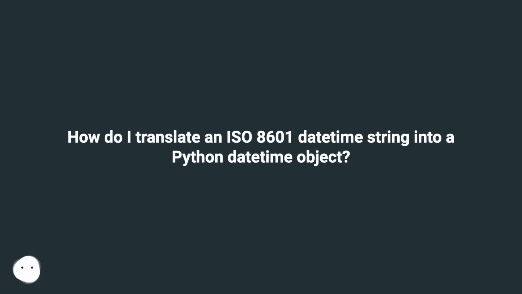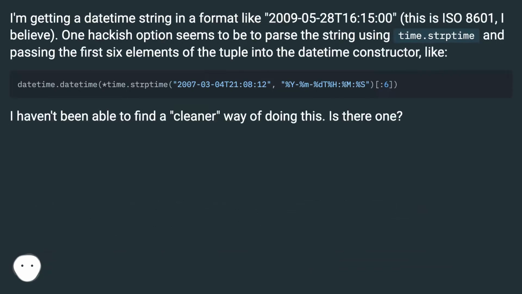How do I translate an ISO 8601 datetime string into a Python datetime object? I'm getting a datetime string in a format like 2009-05-28T16:15:00. This is ISO 8601, I believe.